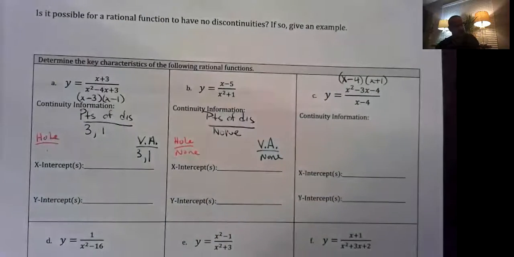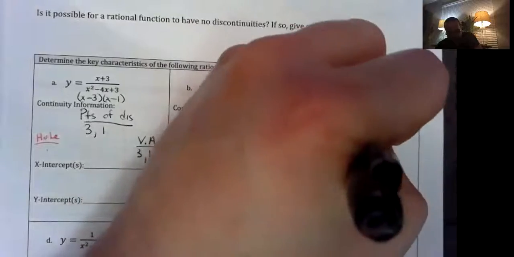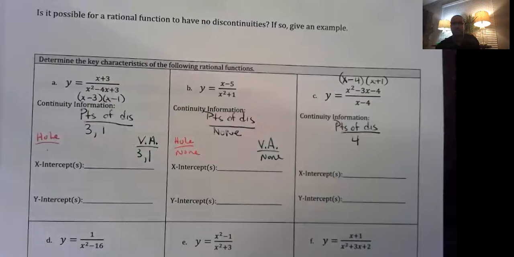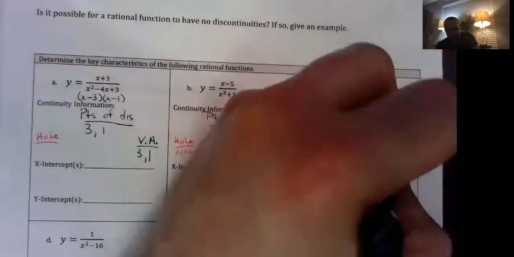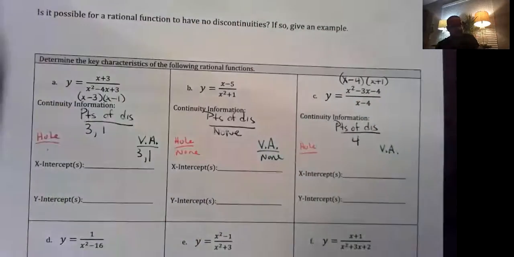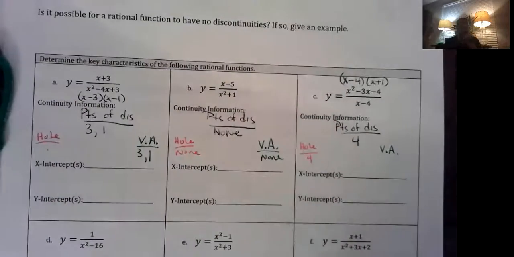It looks like for my points of discontinuity here, I just have a -4, because remember, it's only when the bottom equals 0. Now I need to decide, is this a hole or is it a vertical asymptote? Does x minus 4 cancel on the top and bottom? It does. So therefore, it just has to be a hole, right? So I've only classified the only number that's there.